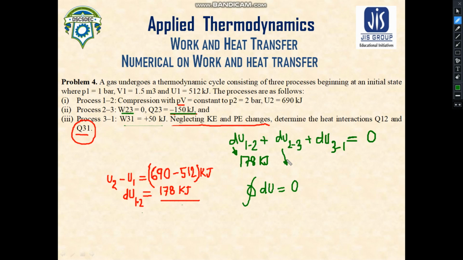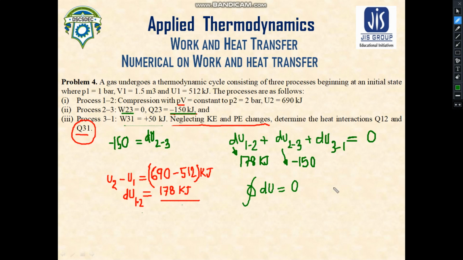Now this can be calculated from the first law of thermodynamics, since we know that minus 150 is the Q23. So Q23 will be equal to dU23 plus W23, which is 0. So at the end of the day, you can easily find that this dU23 is going to be minus 150, right?